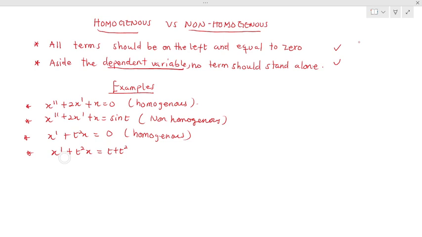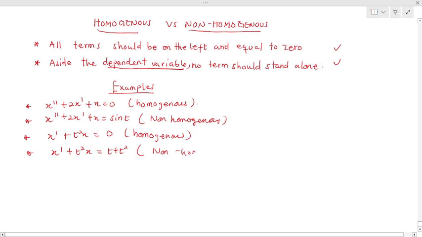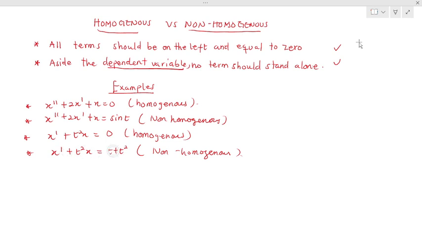For the last one, x' plus t squared multiplying x is equal to t plus t squared. Obviously, you can see it's non-homogeneous. This is because our term here is on the right, which is not 0, and they are not being multiplied by the dependent variable. So so far as you have a term which is not the dependent variable standing alone, and even on the right, it makes it non-homogeneous. That is all I have for you in this video.